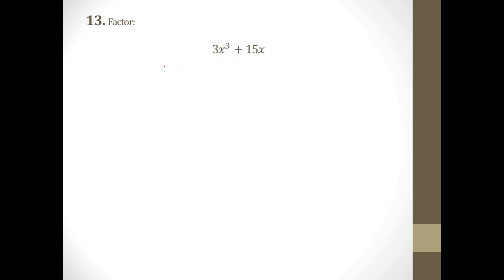But I could always try to pull out the GCF. This is the number 1: you should always look for the GCF, the greatest common factor. In this case, I see that both terms have a greatest common factor of 3, and they both have at least 1 x. So I'm going to pull out 3x.